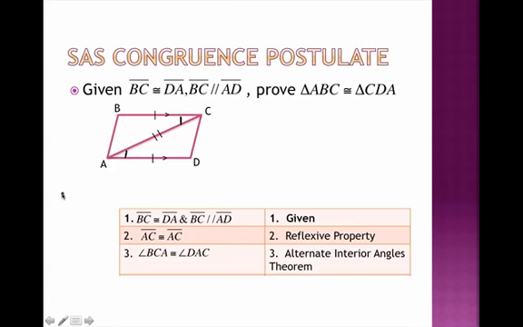We can prove that through our alternate interior angles theorem. So angle BCA is congruent to angle DAC. Okay, so now we have side, angle, side congruent to side, angle, side of the two triangles. We have now shown the triangle ABC is congruent to triangle CDA. Okay, let's move on.